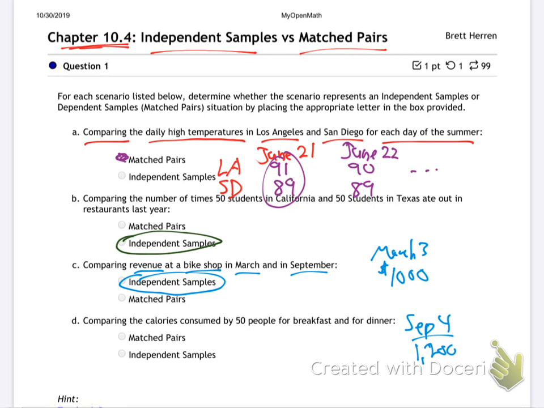D, compare the calories consumed by 50 people for breakfast and dinner. Trying to figure out, do they have more calories for breakfast or dinner? Those are matched because that's going to be the same person. Like Joe, he ate 1,000 calories for breakfast and 2,000 for dinner. And Mary, and on you go. These are matched because they're the same person for breakfast and dinner. Those are definitely matched. Is it making sense?